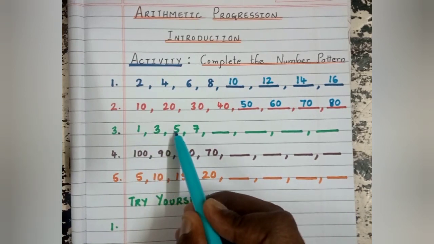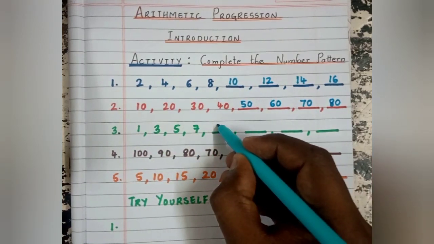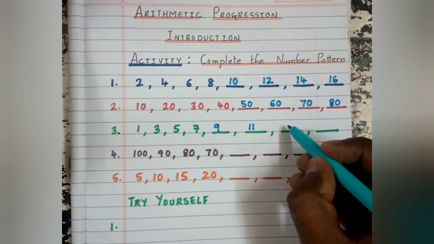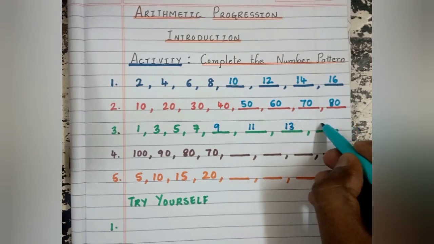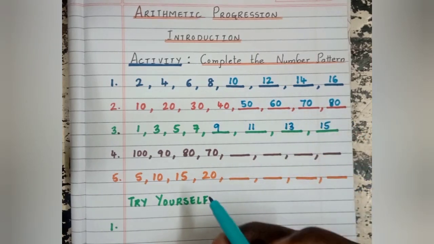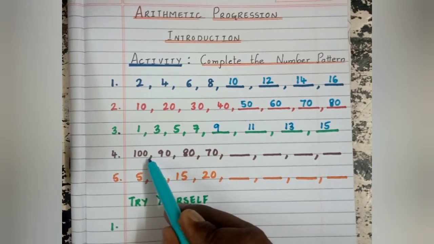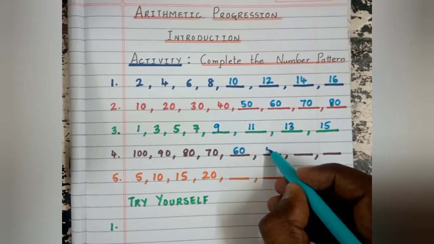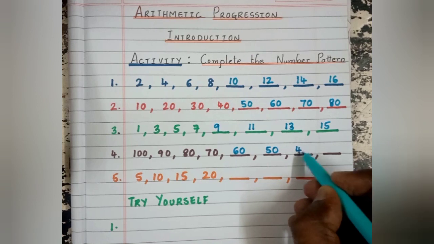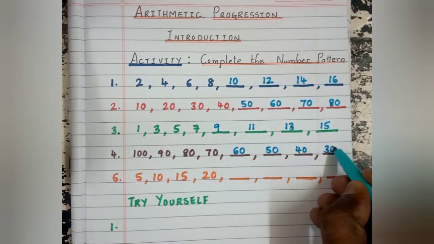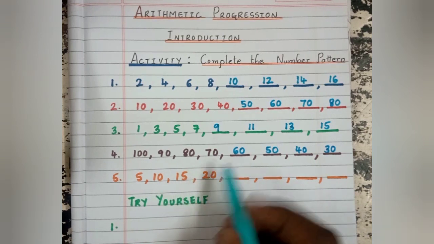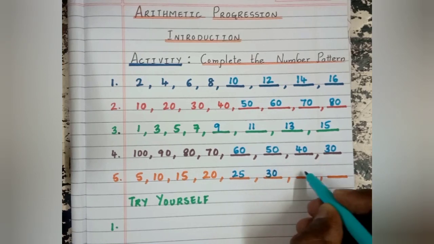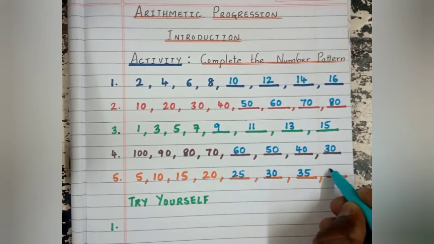Now, third pattern: 1, 3, 5, 7, then 9, 11, 13, then 15. In the same way, the fourth pattern: 100, 90, 80, 70, then 60, 50, 40, then 30. The fifth pattern: 5, 10, 15, 20, 25, then 30, then 35, then 40.